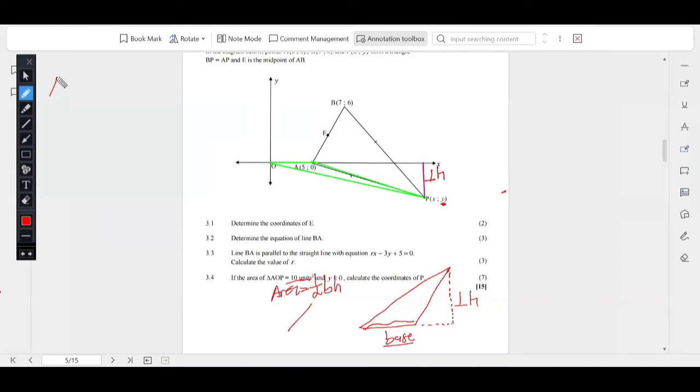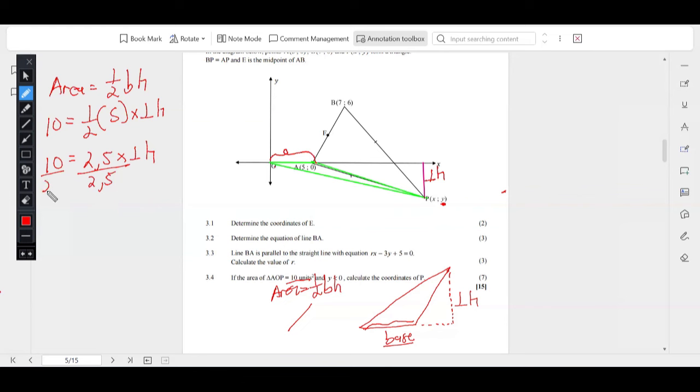So, okay, now we have area is equal to half base times height. But remember, we are given the value for the area is 10. And the base we are talking about is this here, right? If you look at this triangle, it's similar to that, it's just that it is now flipped over. The base is from O to A, which is 5 units in between. So the base is 5, and then we multiply that by our perpendicular height. Now this is 10, and half of 5 is 2.5, multiplied by the perpendicular height. To get the perpendicular height, we divide both sides by 2.5. So our perpendicular height now becomes 4 units, right?